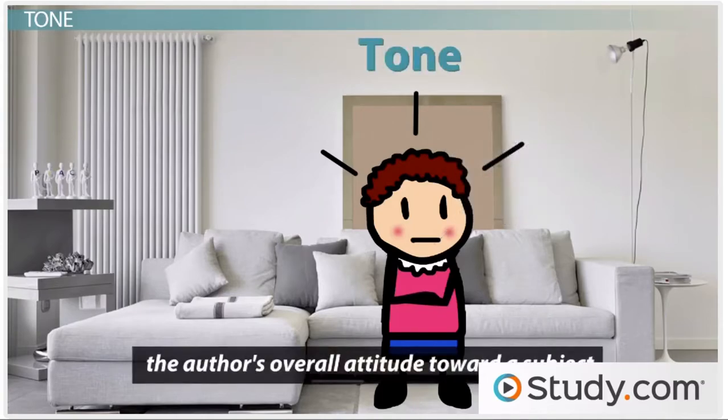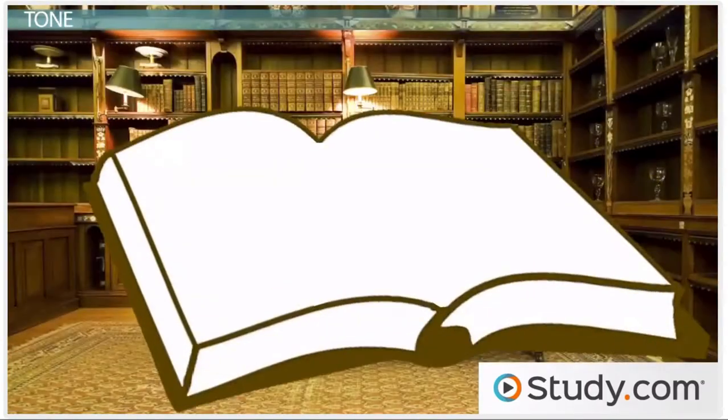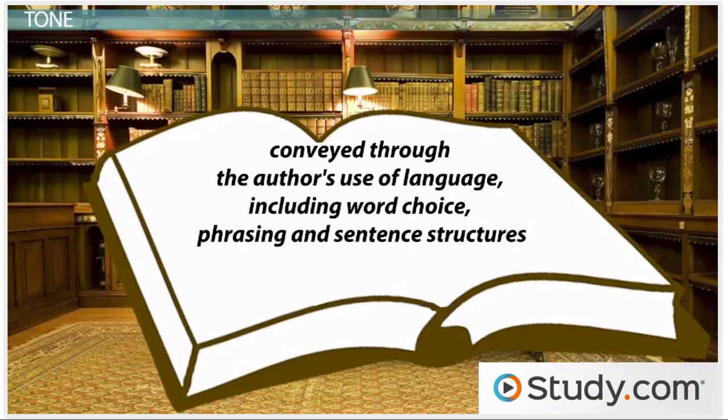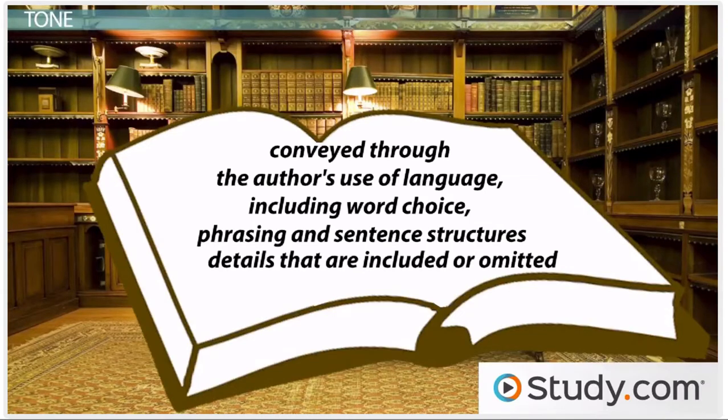Tone is the author's overall attitude toward the subject. In my scene, my attitude toward the mom character reflects her anger and impatience with her child. In literature, tone is conveyed through the author's use of language, including word choice, phrasing, and sentence structures. Tone is in the details that are included or omitted in the text.